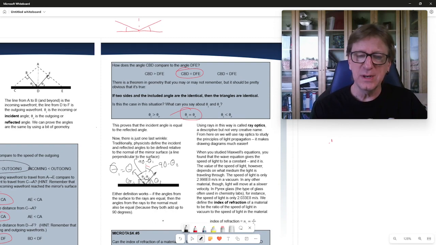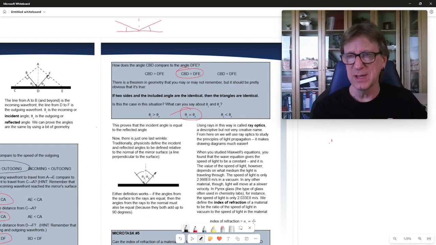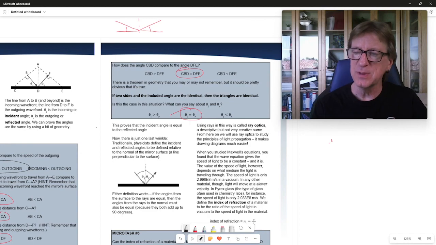So if theta 1 is equal to theta 2, well then 90 minus theta 1 is equal to 90 minus theta 2. So no matter how you draw it, you're always going to get that these two angles are going to be the same. Right? So the incident angle is equal to the reflected angle. That's the law of reflection. That's something you should keep in mind.